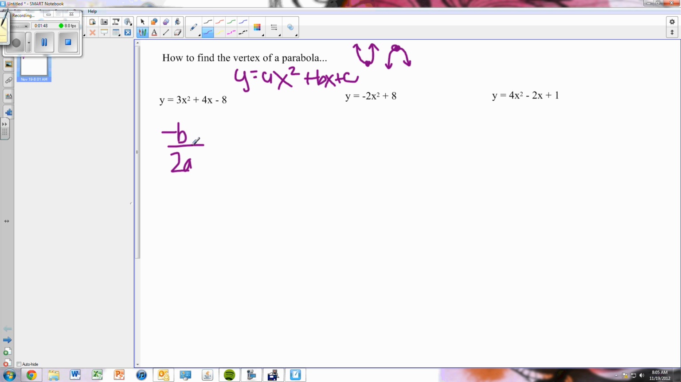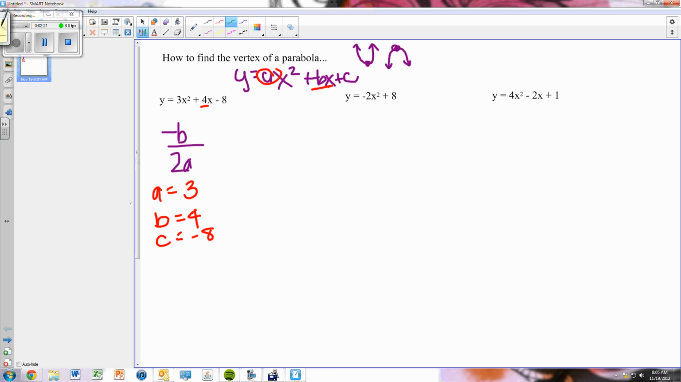And where we get this a and this b from is from this equation. So we said the standard form of a parabola was ax squared plus bx plus c. Well, because a is in front of x squared, that means that a for this problem is 3. And because b would be the number in front of x, it would be 4 in this problem. And c will be -8. So we can use these three numbers, well, really just two of them, to find the vertex.